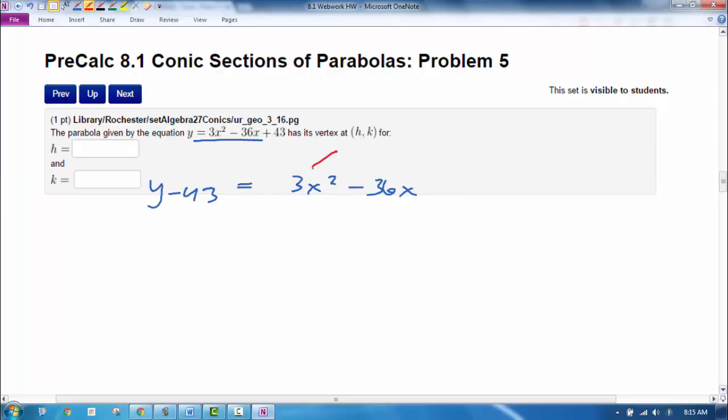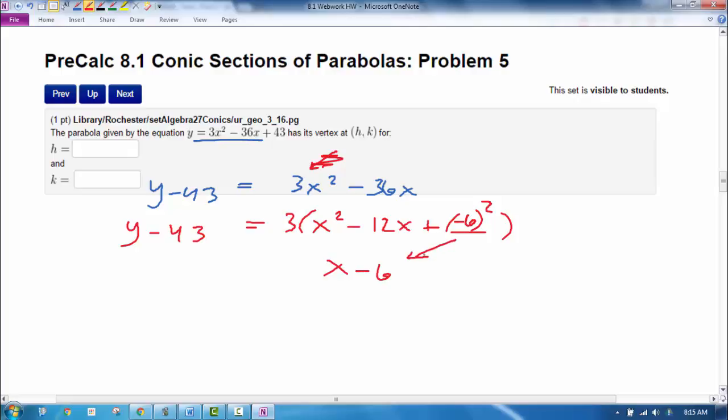So first I need a to be 1. So I'm going to factor out a 3 from everything. And that gives me x squared minus 12x plus something. I'm going to add something right there in order to make this a perfect square trinomial. All right, and that something's always (b over 2) squared. So -12 over 2 is -6, squared is 36. So I could write that, but I like to leave it there because I know just to take the -6, put it right here, quantity squared.